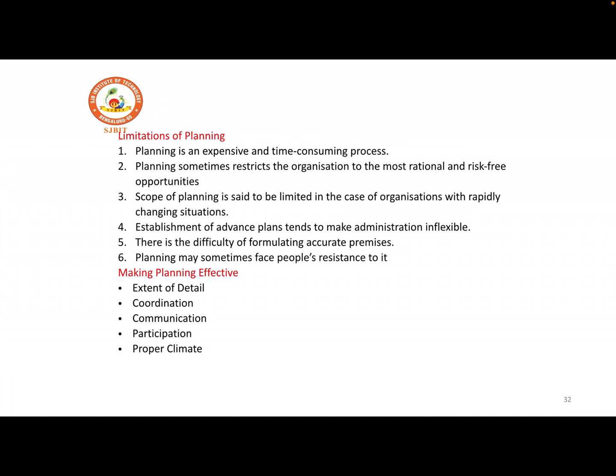There is a difficulty of formulating accurate premises. Planning may sometimes face people's resistance. You have already planned and you say you need to follow it, so people may show resistance to it. How to make planning effective? Extent of detail, coordination, you should communicate properly, participation is required, proper climate is required.